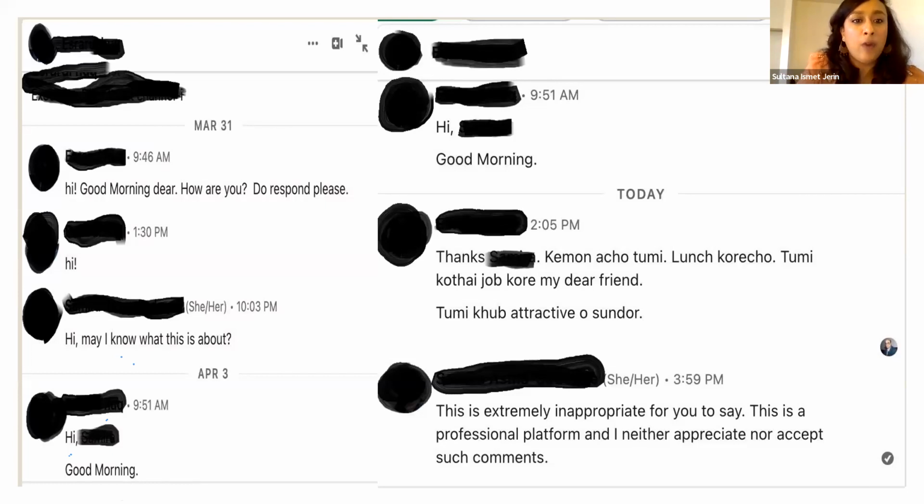But my former colleague was mentally disturbed because this came from a person who used to be her colleague. And in the last message, on the bottom right corner, she replied, "This is extremely inappropriate for you to say. This is a professional platform and I neither appreciate nor accept such comments." It was really plain text, and she just expressed that this is not accepted. And this is one form of speaking up.